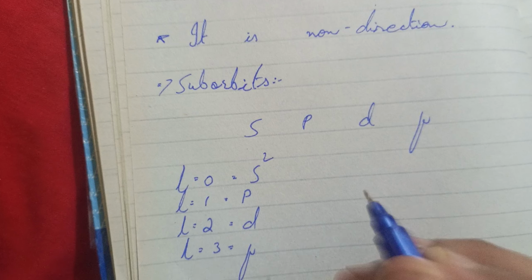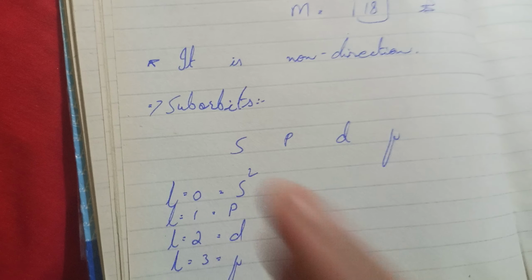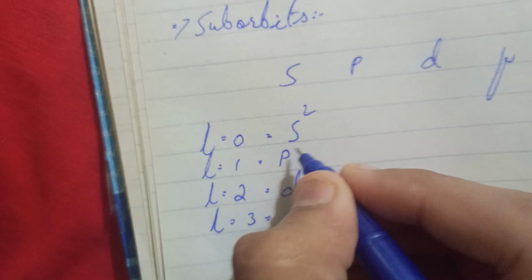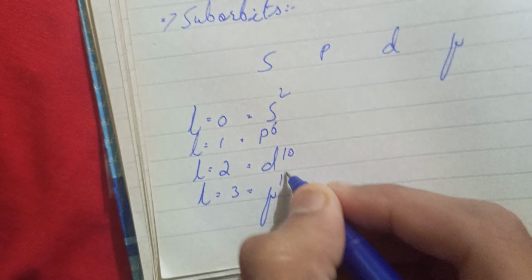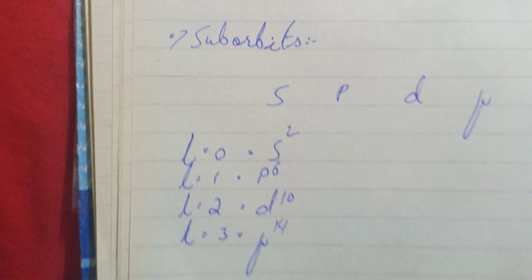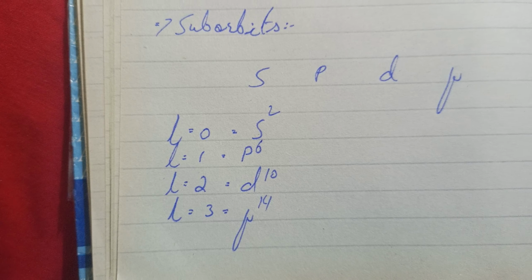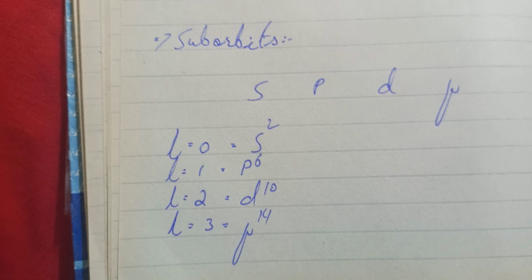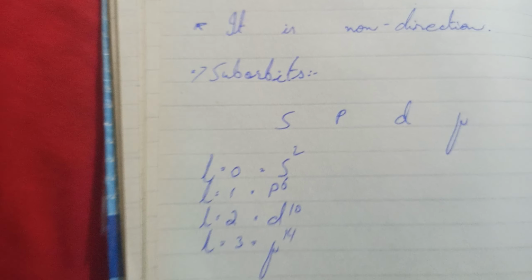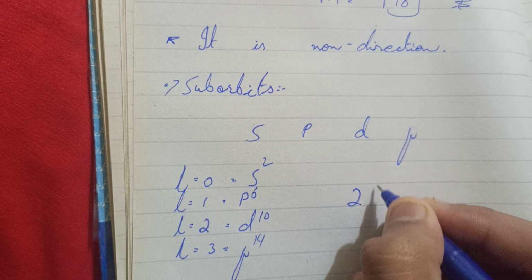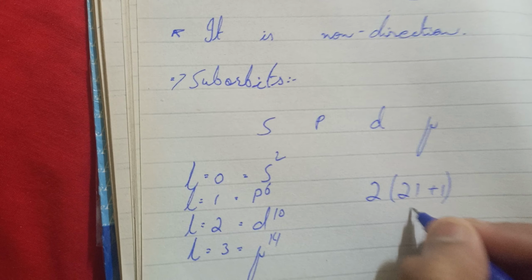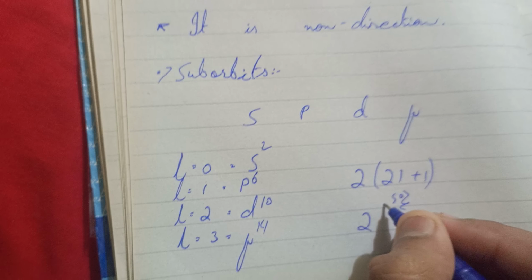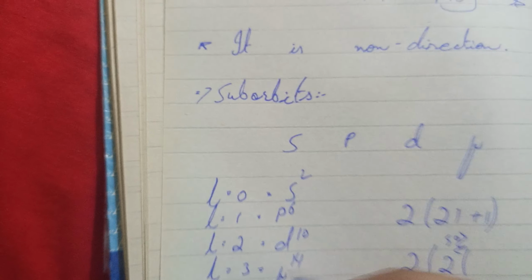Firstly, we take 2: suborbit S contains only 2 electrons, then plus 4 gives 6, then plus 4 gives 10, then plus 4 gives 14. Remember that this numbering starts from a whole number. To find which suborbit carries more electrons, we also have a formula: 2 bracket 2L plus 1.